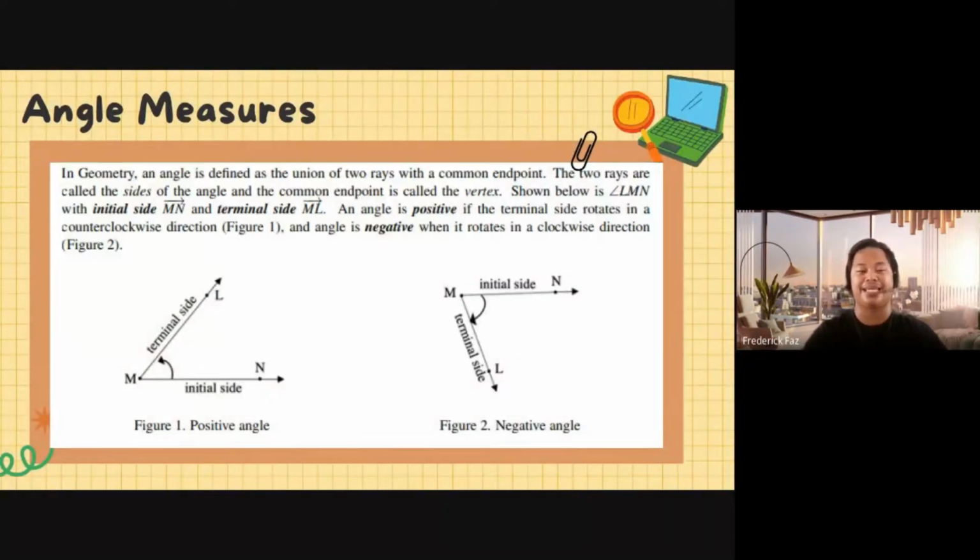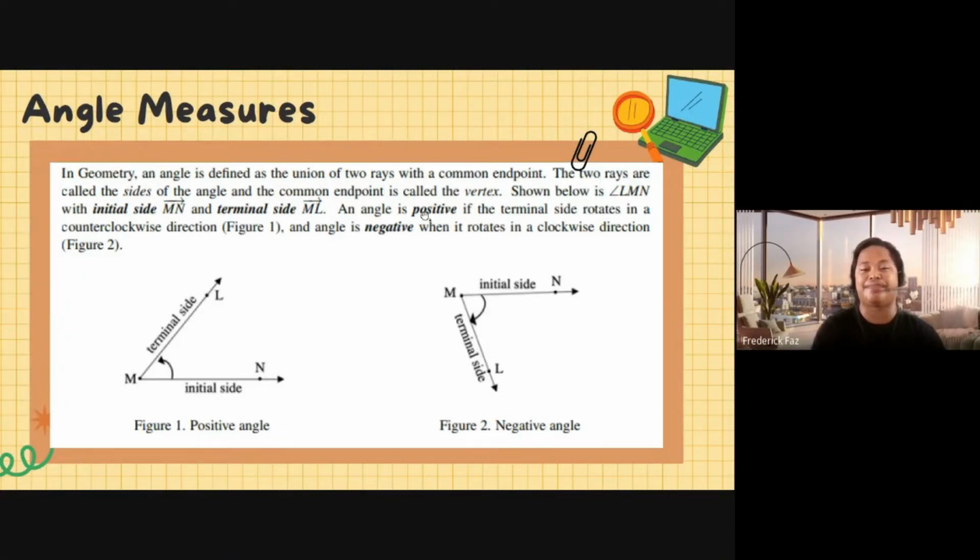In geometry, we define an angle as the union of two rays with a common endpoint. The two rays are called the sides of the angle, and the common endpoint is called the vertex. If we look at figures 1 and 2, we have angle LMN. In this angle, we have the initial side, ray MN, and the terminal side, ray ML. Same with the angle in figure 2.